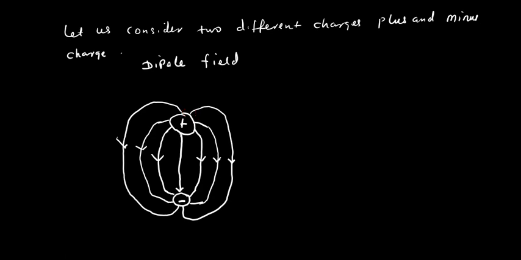So these field lines, just like I earlier said, originate from the positive charge and terminate at the negative charge. So this positive charge here is what we call the source, while this negative side here is what we call the sink of the electric field.